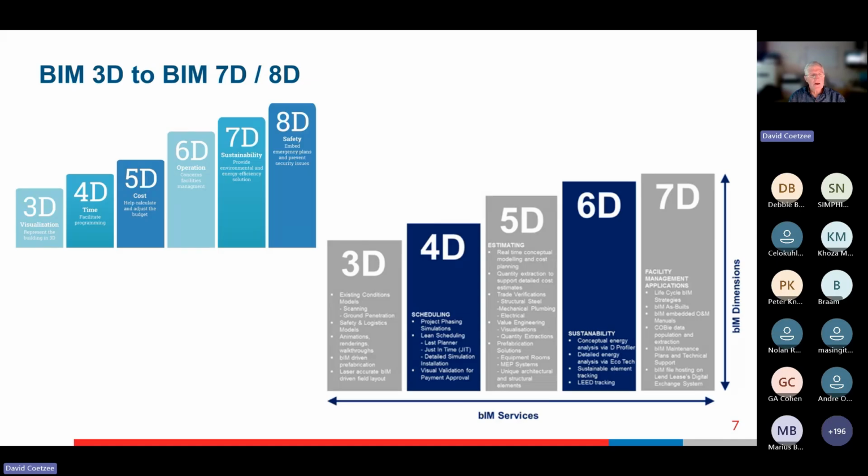But at the moment, a lot of people see BIM as 3D modeling. And whilst that isn't true, it is far from being the whole solution.